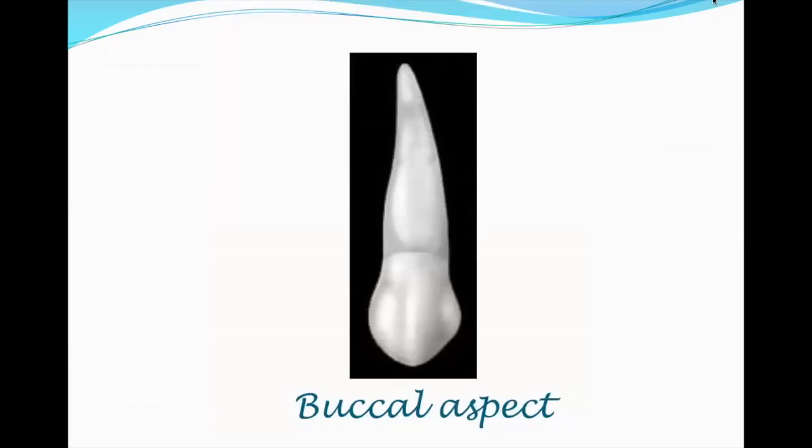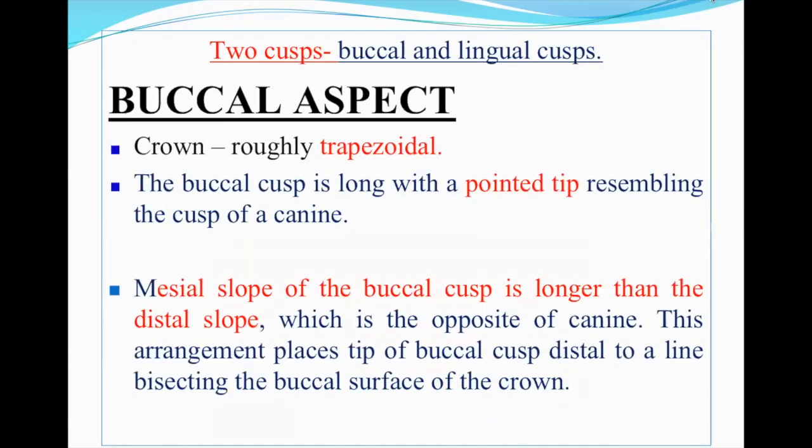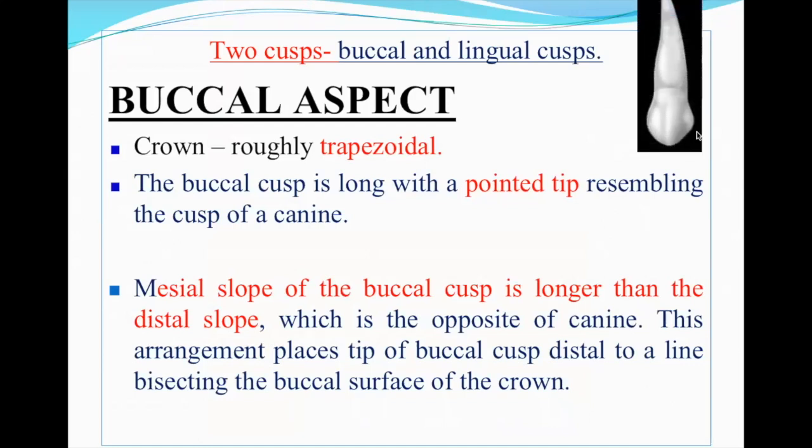Now this is the picture which is showing the buccal aspect of permanent maxillary first premolar. It has two cusps, buccal and lingual cusp, but from the buccal aspect you can see only a single buccal cusp and you can see the buccal root. So buccal aspect, crown is roughly trapezoidal. Buccal cusp is long with pointed tip resembling the cusp of the canine. The mesial slope of the buccal cusp is longer than the distal slope. You can see it in the picture. And this arrangement places tip of the buccal cusp distal to line bisecting the buccal surface of the crown.